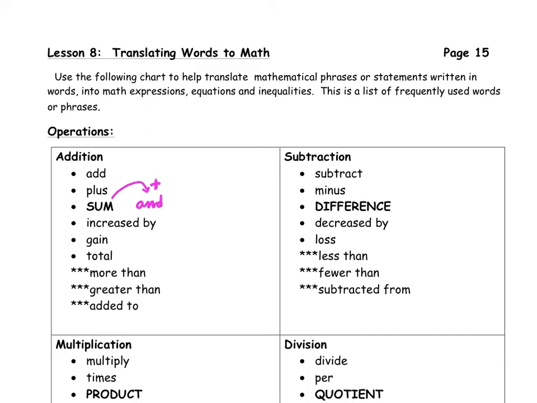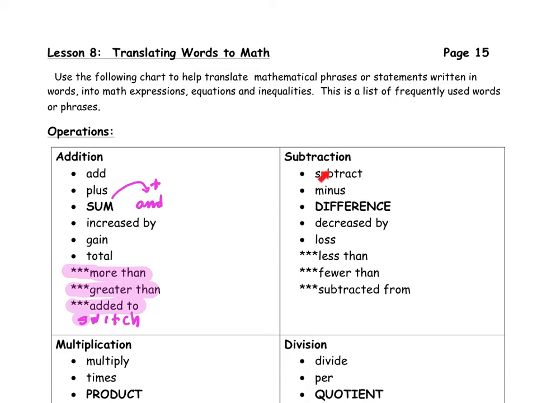Next, you're going to notice that there are asterisks down here, and it mentions more than, greater than, and added to. The reason why those have asterisks in front of them is because they make us switch the order. When we are given a phrase, if they said 4 added to 10, we would take 10 first and add 4 to it, or 4 more than 10. We would write 10 plus 4. So we'll see examples of that coming up.